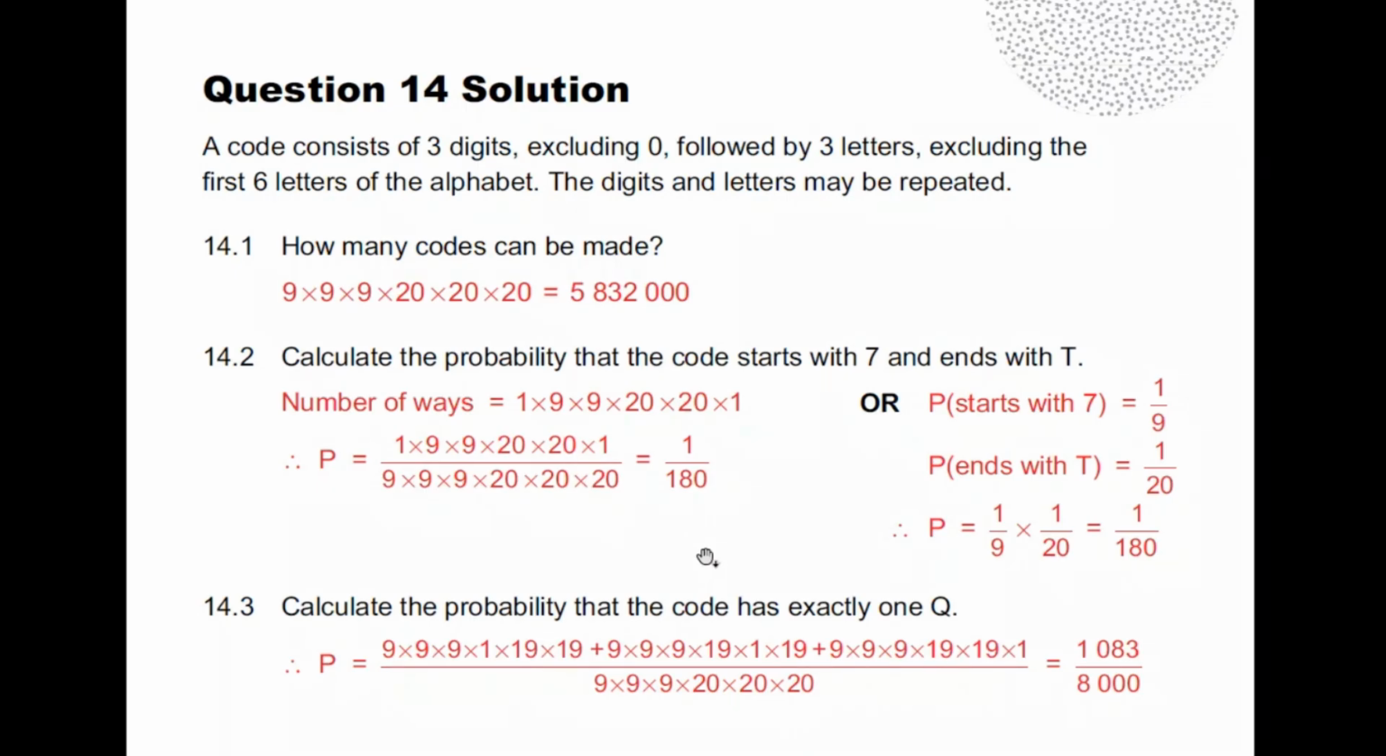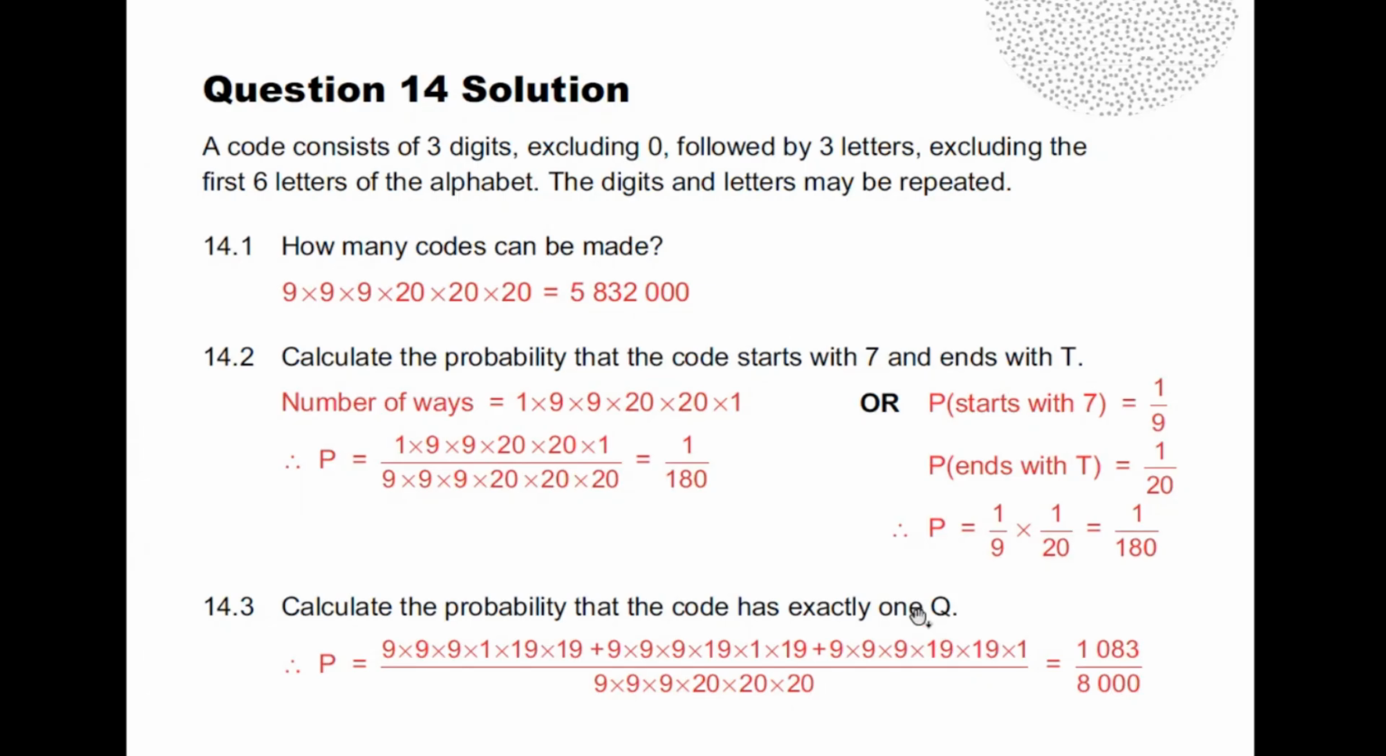The last one, probability that the code has exactly 1 Q. Okay, says nothing about the digits. And this is in 14.2. This is 14.3. So the 7 and the T have fallen away. They've gone. They're not part of this question. So this question just belongs to my scenario at the top. So it has exactly 1 Q.